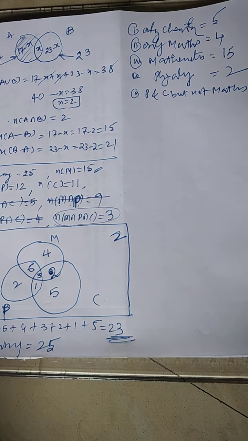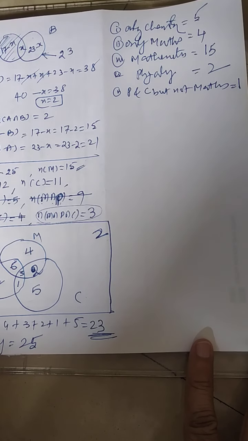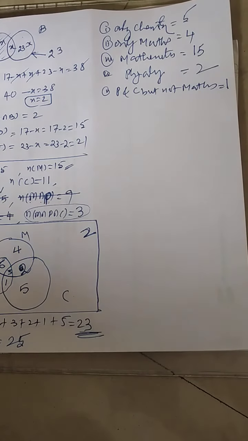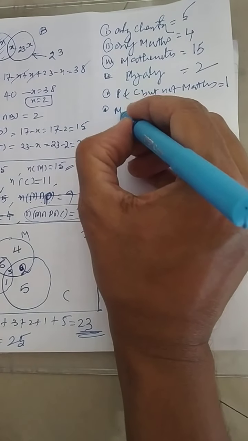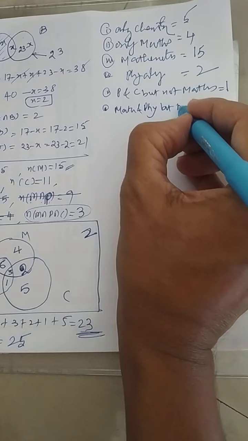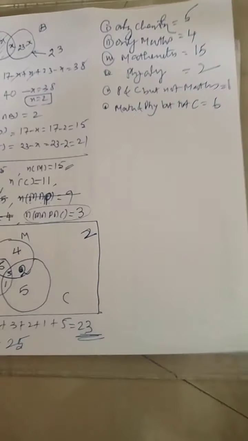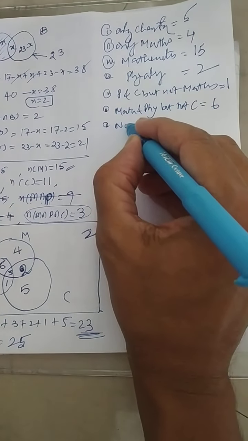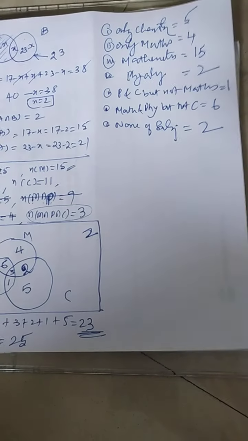Maths, physics but not chemistry. Tell me, maths, physics but not chemistry. Look at the figure. Maths, physics but not chemistry. There will be 6. The question may ask something different. None of the subjects. That will be 2 students who have taken none of the subjects.